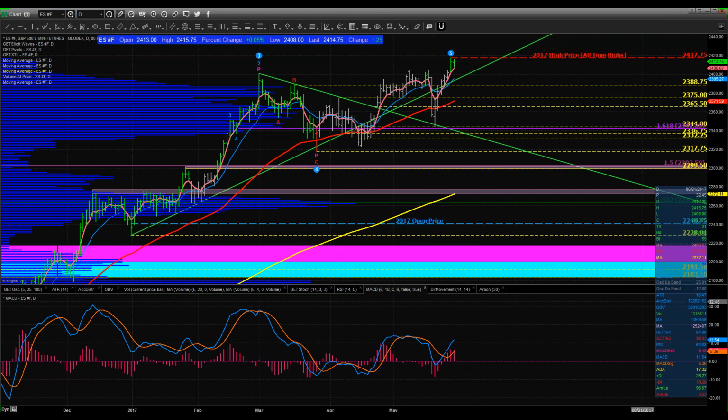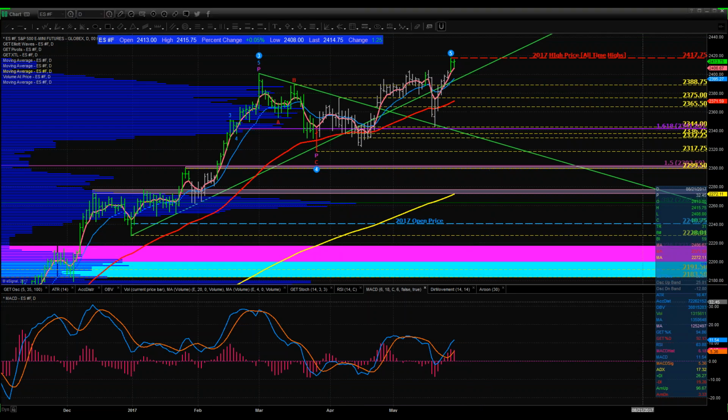The key pivot is still located right here at 23.17. That is a very key pivot. And we got some minor pivots as we're making higher lows as we move forward in time. But to me, the key pivot is still going to be this guy right here. Okay, so that's what I'm going to be watching for as we're running our trades.